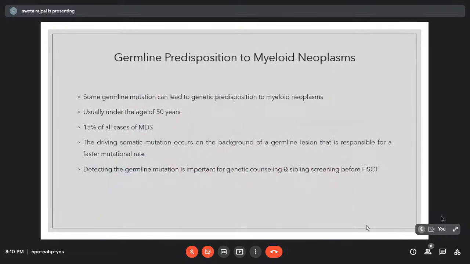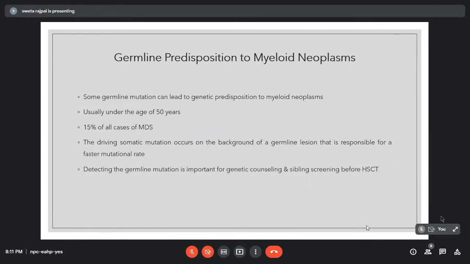Apart from these mutations, there are certain germline mutations that are also responsible for developing MDS, and most of these patients present under the age of 50 years. They comprise roughly 15% of all cases of MDS, and driving somatic mutations always happen in the background of a germline lesion that leads to a faster mutational rate, leading to progression of disease to MDS or AML. This is important because classically it's been taught that MDS happens in elderly patients, but it can also happen in the pediatric age group.